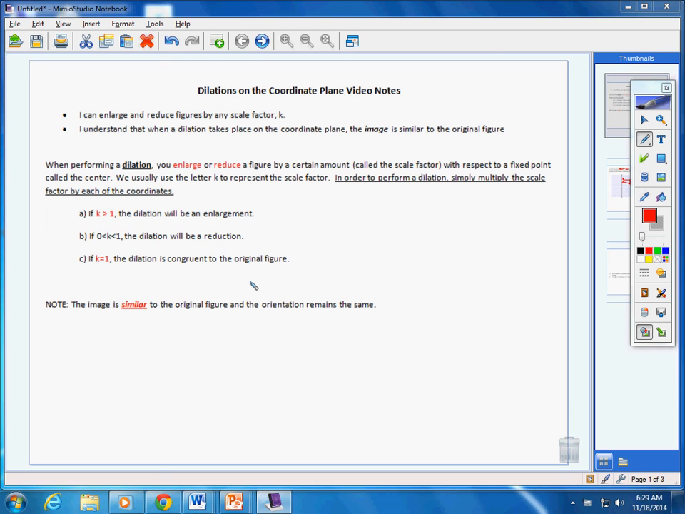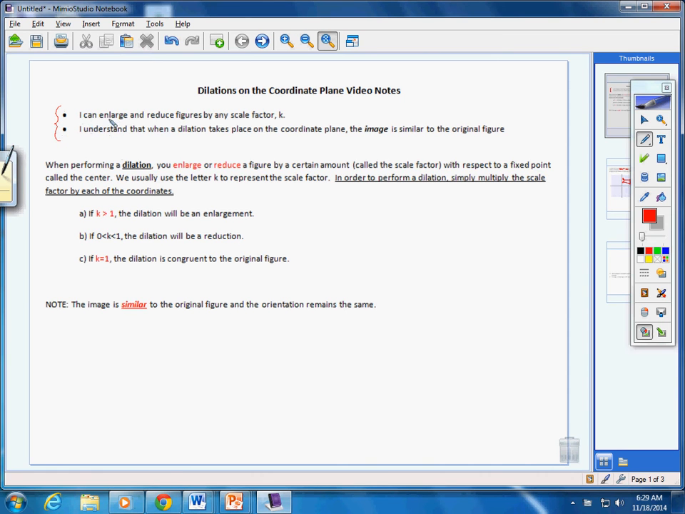Folks, we're on day 4 of transformations. We're going to talk about our fourth and final transformation for the year, dilations. Dilations on the coordinate plane. So first things first, here we are. This is what we want to know by the end of the lesson.